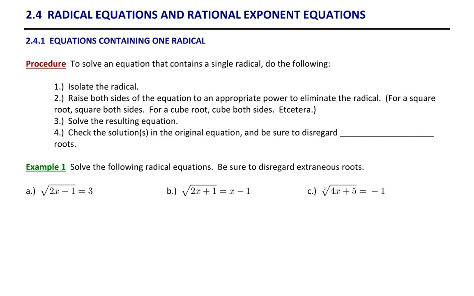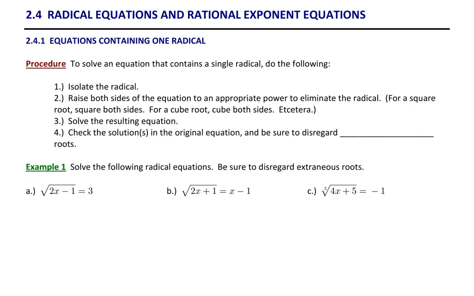In this video, we'll learn how to solve radical equations and rational exponent equations. Now we're going to focus on equations containing a single radical. To solve an equation that contains a single radical, do the following. Number 1, isolate the radical. Then raise both sides of the equation to an appropriate power to eliminate the radical.